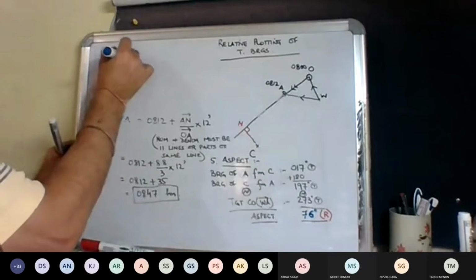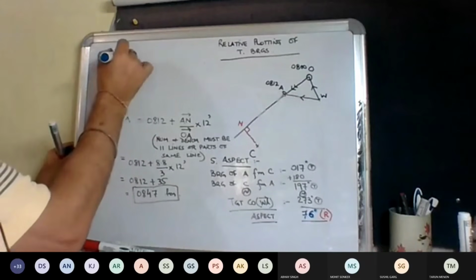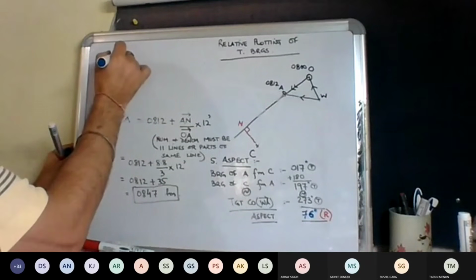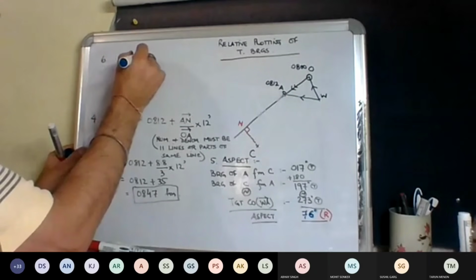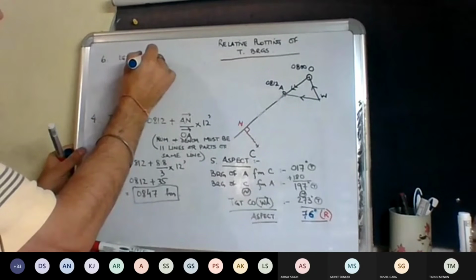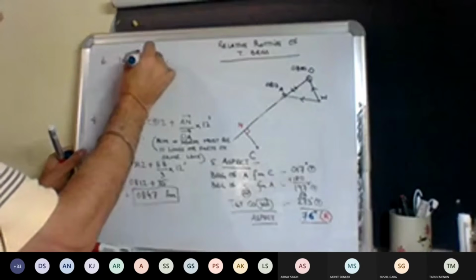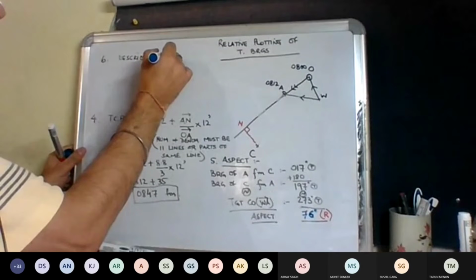Sixth and the final thing, that is describing the situation.